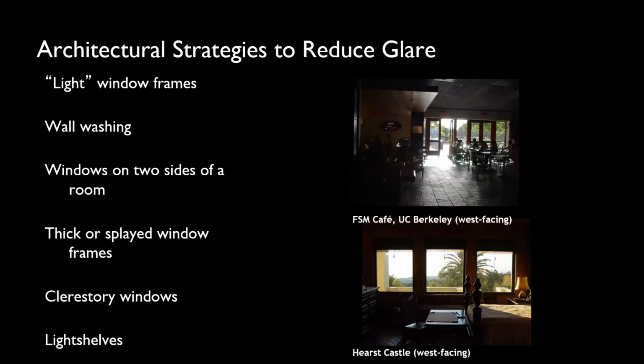And you probably all remember these, as this is a big emphasis in the lecture and in the final design project. There are architectural strategies to reduce glare. This does not provide shading for the window, but provides a way to reduce the amount of contrast glare between inside and outside, because inside is typically very dark and it's very bright outside. So the strategies include light window frames, wall washing, windows on two sides of the room, thick or splayed window frames, clerestory windows, and light shelves.